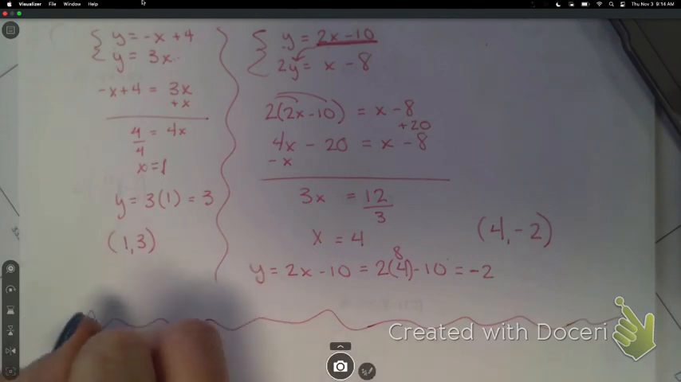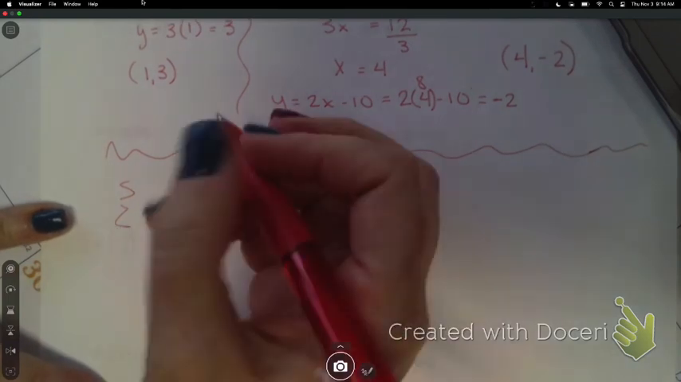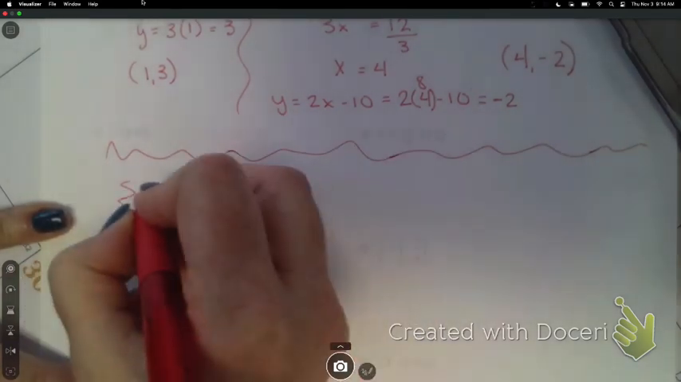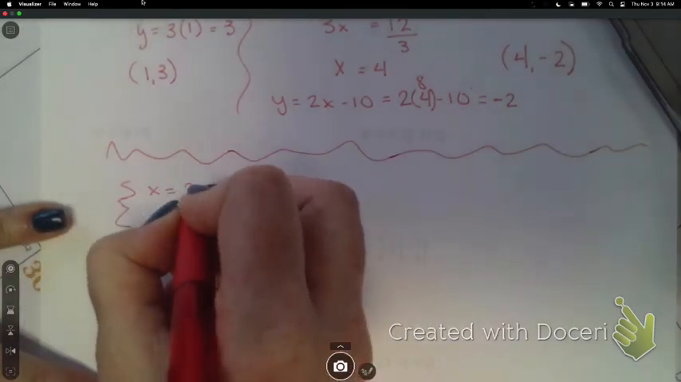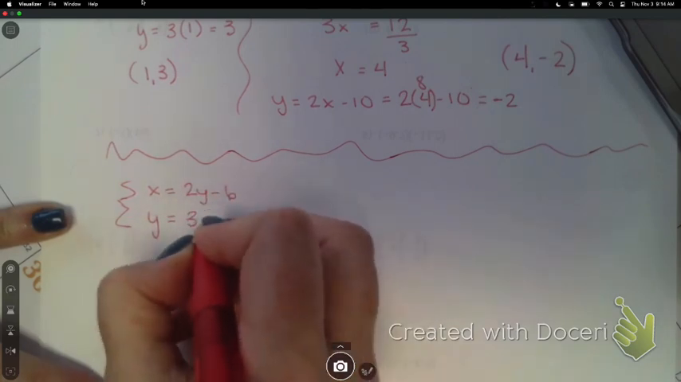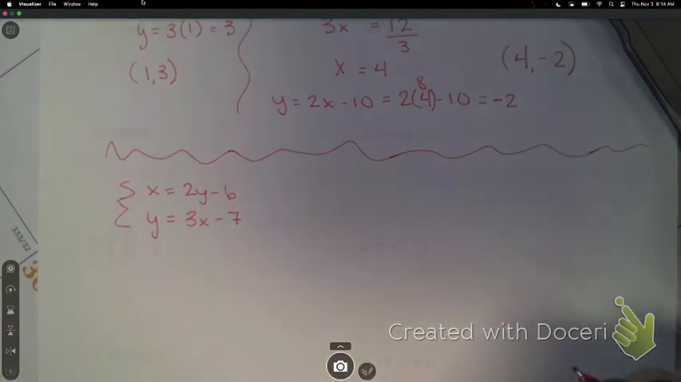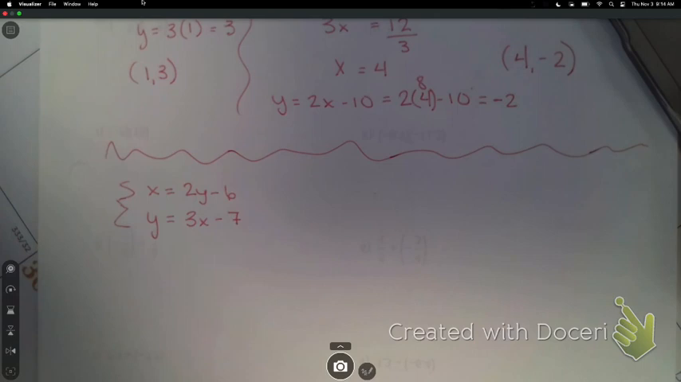Okay. The next one, am I good to move it up? Yeah. Okay, the next one is x equals 2y minus 6 and y equals 3x minus 7. Oh, we do opposite now. One equation is equal to x and one equation is equal to y. So I don't need to solve anything, do I? Not really, no. Do you want to plug in x or do you want to plug in y?